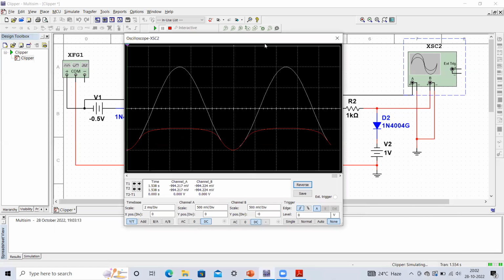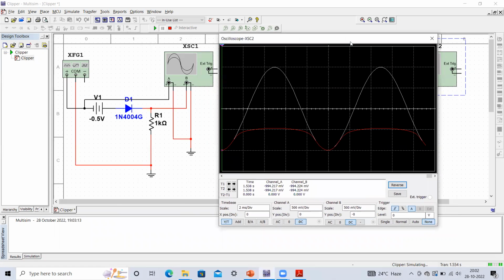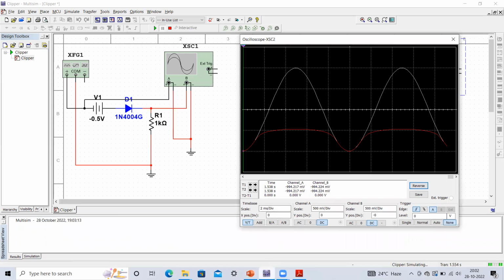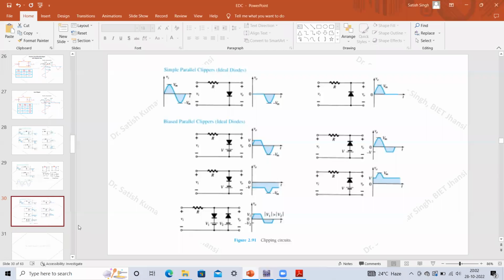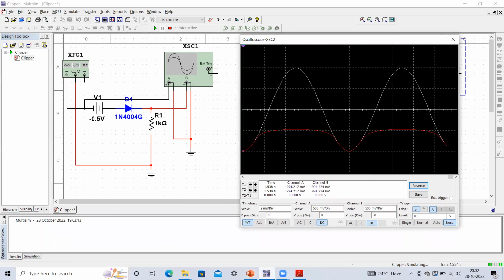So hopefully you must have understood something about this clipper. You try to make all these circuits, whatever I have shown here in these slides. You can implement all these clipper circuits and observe the output using Multisim. The same thing you can also implement onto the breadboard.